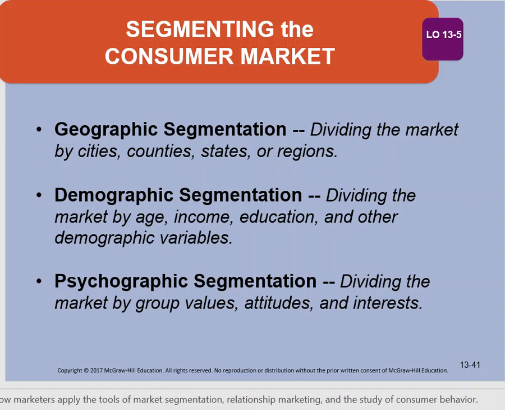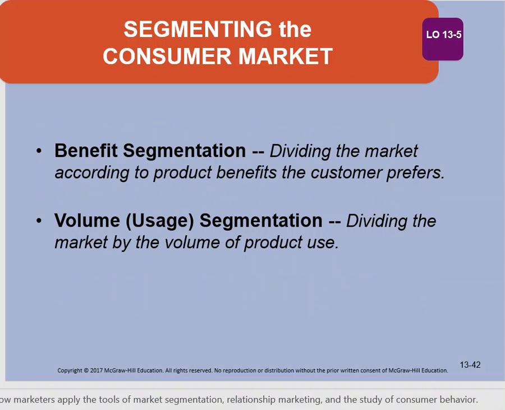The third type of market segmentation is psychographic segmentation. Here you divide the market by group values, attitudes, and interests. The fourth type is benefit segmentation. That's dividing the market according to particular product benefits that customers prefer. So some people purchase a car because of its speed, other people may purchase a car because of its safety. Finally, volume or usage market segmentation is dividing the market by the volume of product used by each consumer. So some people chew gum maybe once a month, other people go through a pack of gum per day.